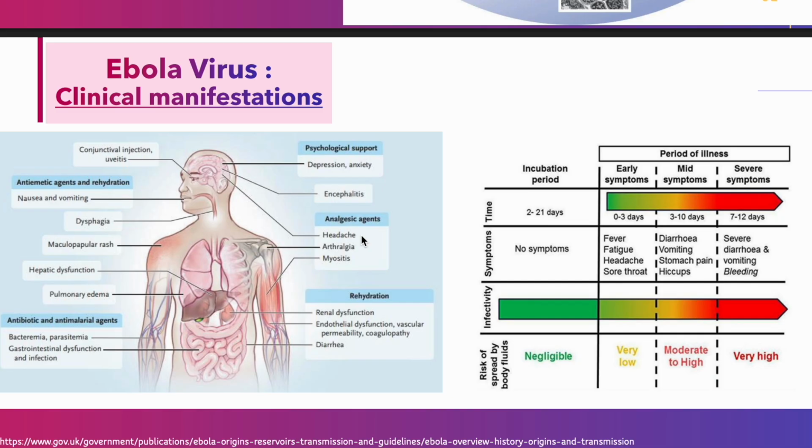Also analgesic needs for some pain like headache, arthralgia, myositis, and it also goes to the renal system, the kidney, with diarrhea and endothelial dysfunction like vascular permeability and fluid leakage. It can also get a co-infection with bacteria and some kind of malaria as well. So here is the treatment.